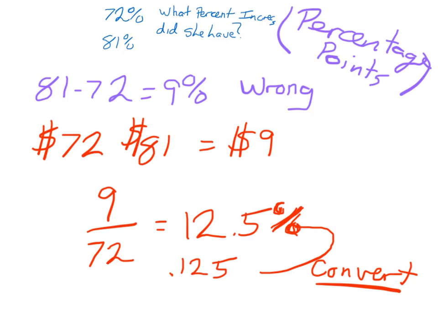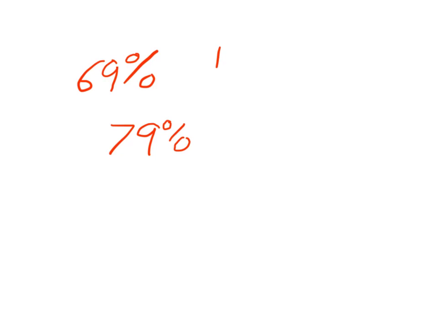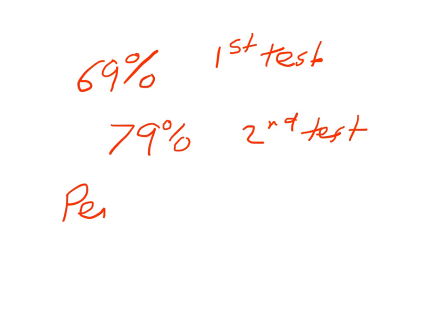So the actual answer is 12.5%. Here I want you to try one on your own real quick. Same type of scenario, except on your first test you scored a 69%, not real great, and then on your second test you scored a 79%, certainly better. So this is first test, this is second test. What percent increase?